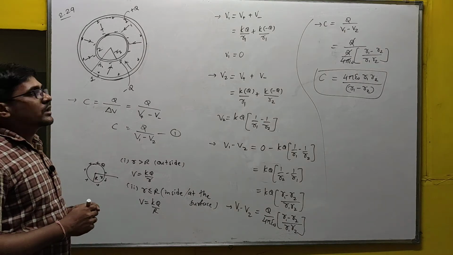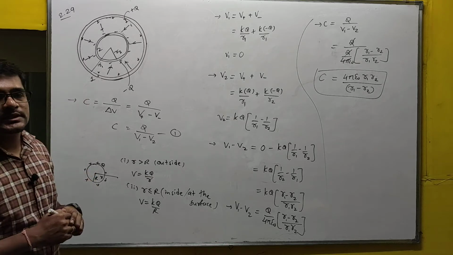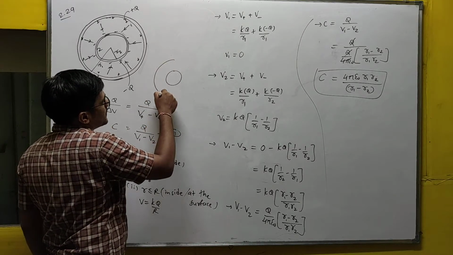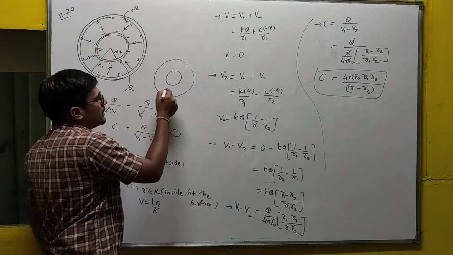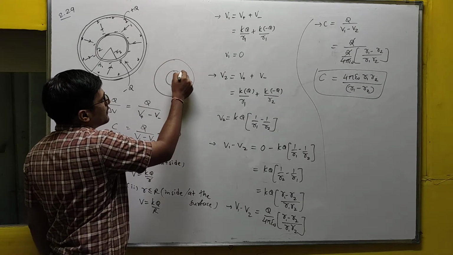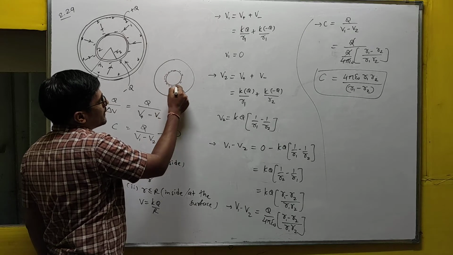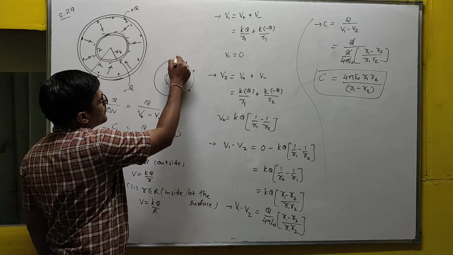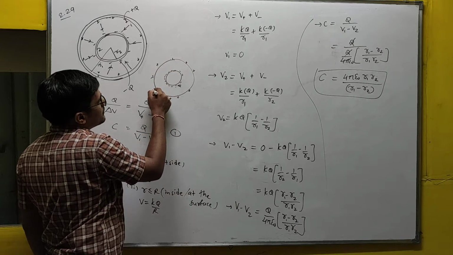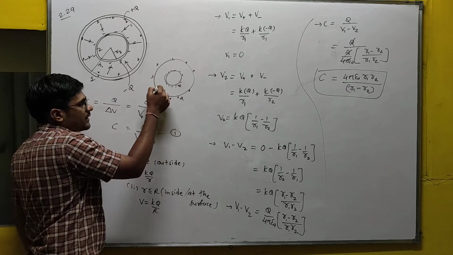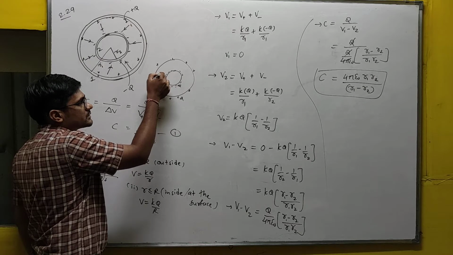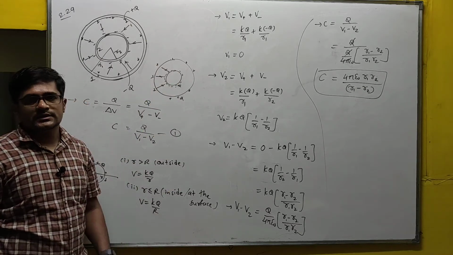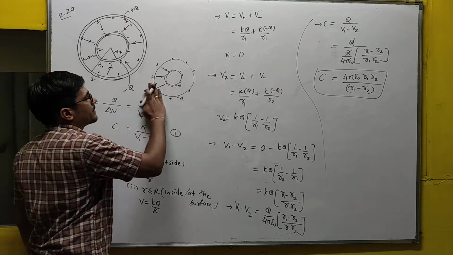In question number 2.29, a spherical capacitor is given where there are two concentric spherical conductors. The inner conducting sphere has negative Q charge and the outer conducting sphere has positive Q charge. The electric field between the two conductors is from positive to negative. We have to find the capacitance of this spherical capacitor.